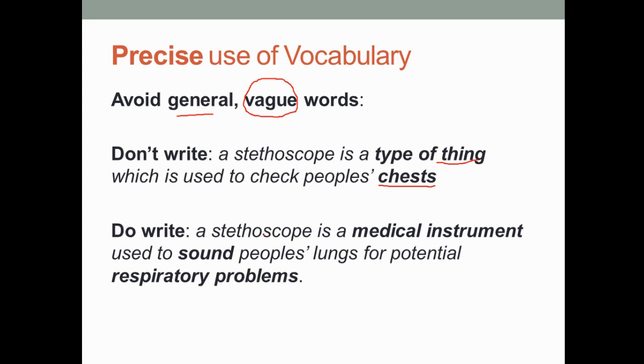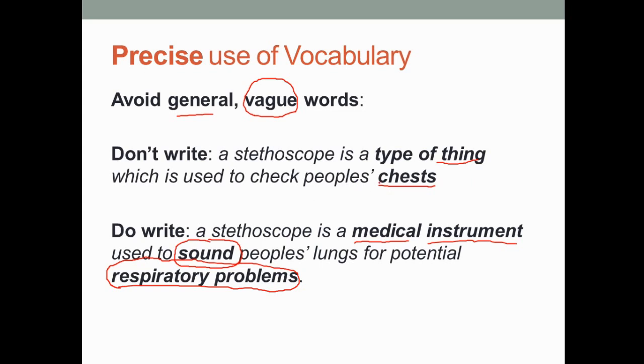If you have a look at this replacement sentence, you can see that it's instantly much better. It's not a type of thing, it is specifically a medical instrument. And what's it specifically used for? It's used to sound, a little bit more precise medical terminology there, people's lungs for potential respiratory problems. So you're saying exactly what you mean here, and you're saying exactly what the stethoscope is used for.